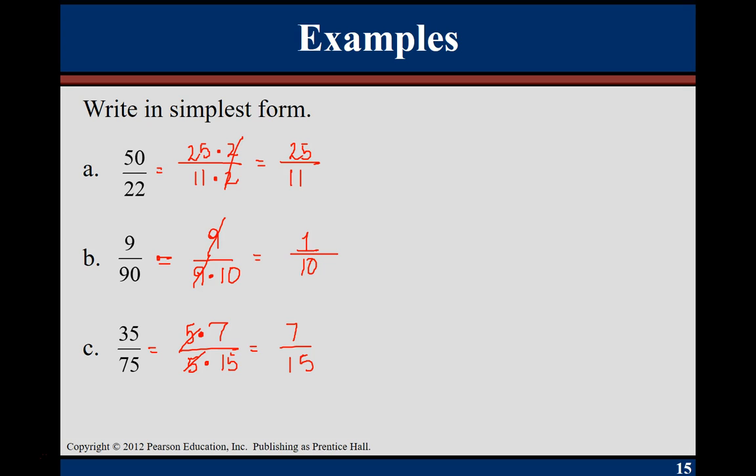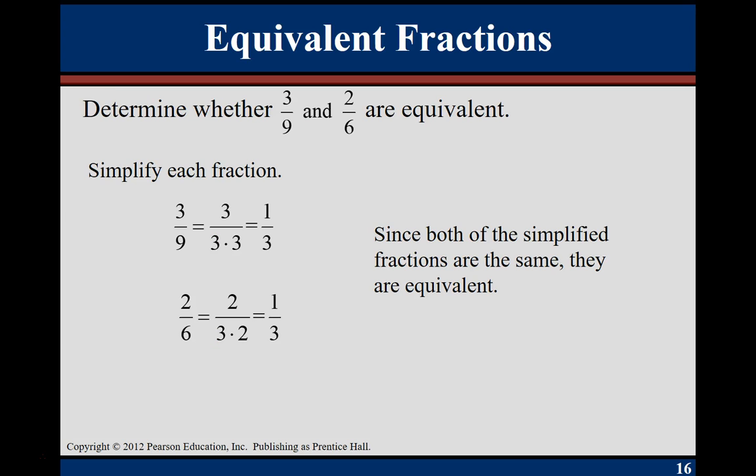If you can reduce 2 fractions to the same simplest form, then those 2 fractions are equivalent. So 3 over 9 can reduce to a 1/3. Well, so can 2 over 6, because here the 2's will divide out. When 2 fractions reduce to the same simplest form, then they're equivalent. But you can't always reduce them to the same simplest form.